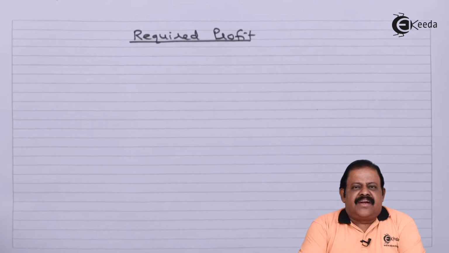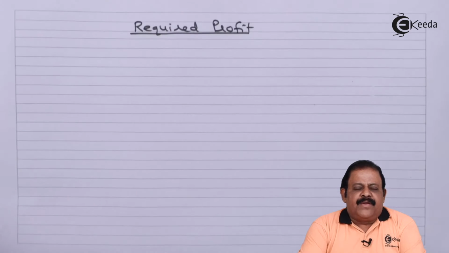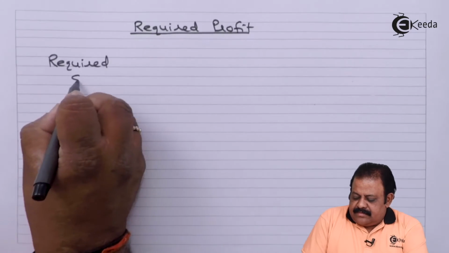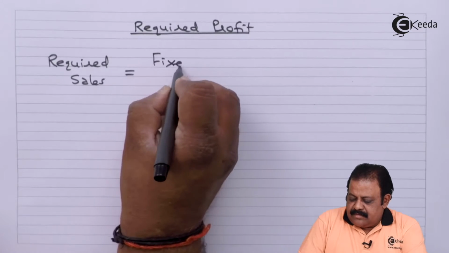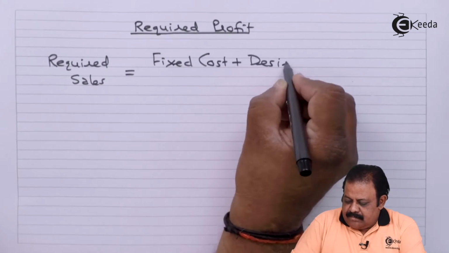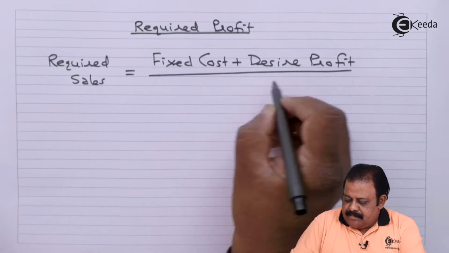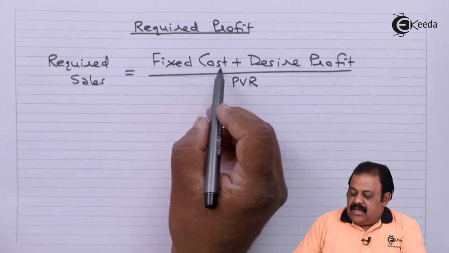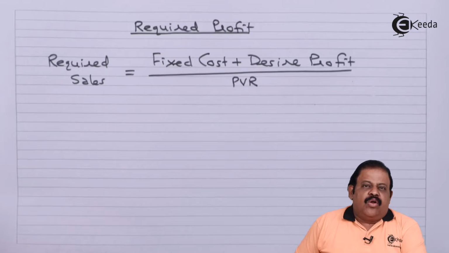Any manufacturer is interested to know how he can arrive at particular amount of profit. For example, how much sales he will require to make. If you want to make profit of 5 lakhs or profit of 10 lakhs, marginal costing helps manufacturer to plan his profit with the help of equation. Required sales is equal to fixed cost plus desired profit divided by profit volume ratio.